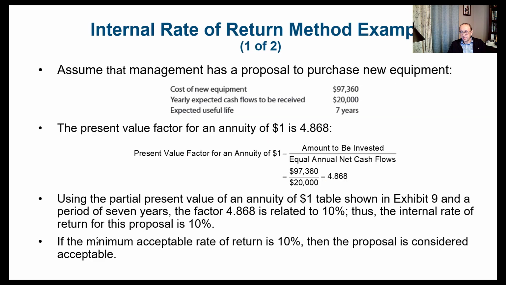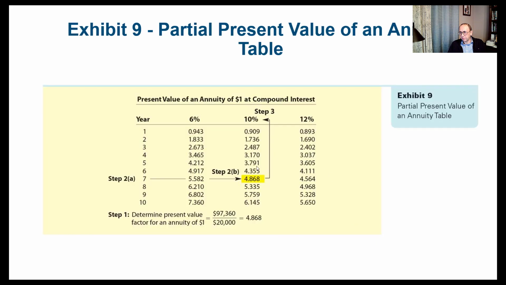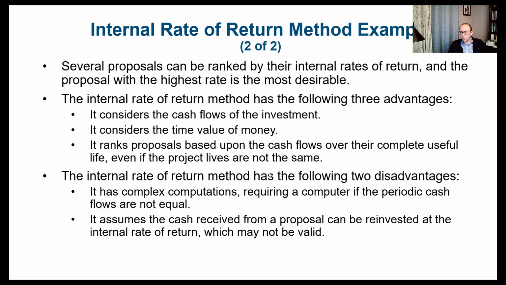So if I go back here, using the partial present value of annuity table that we had here, in a period of 7 years, the factor 4.868 is related to the 10%, as I just showed you here. The 4.868 turned out to be related to the 10%.